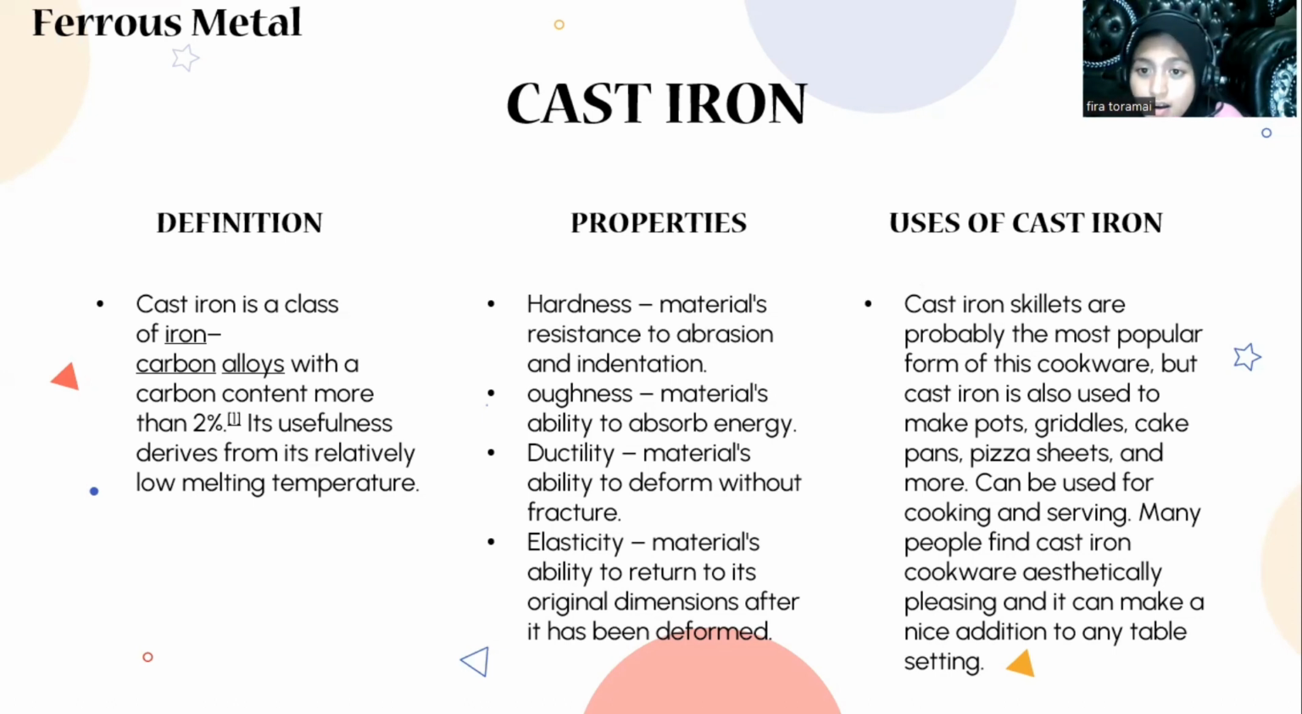Cast iron skillets are probably the most popular form of this cookware. But cast iron is also used to make pots, grills, cake pans, pizza sheets, and more. It can be used for cooking and shelving. Many people find cast iron cookware aesthetically pleasing, and it can make a nice addition to any table.